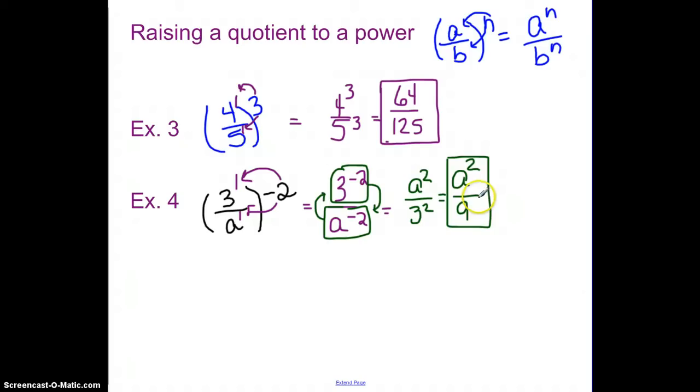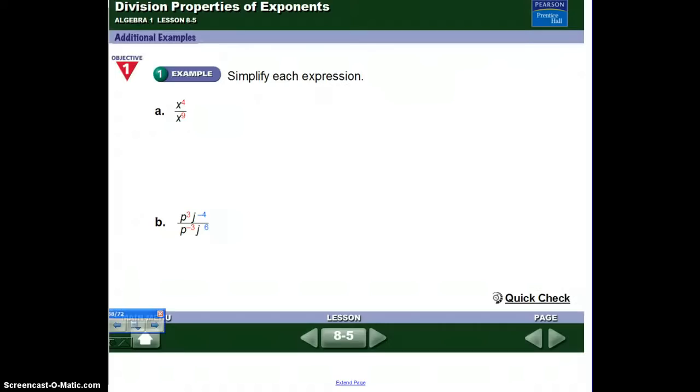Again, I have to make sure that I've dealt with any negative exponents if they exist. And I also have to make sure that I multiply any numbers out like this, that 3 squared, or the 4 to the third or 5 to the third that were back here. Okay, let's take a look at another one.